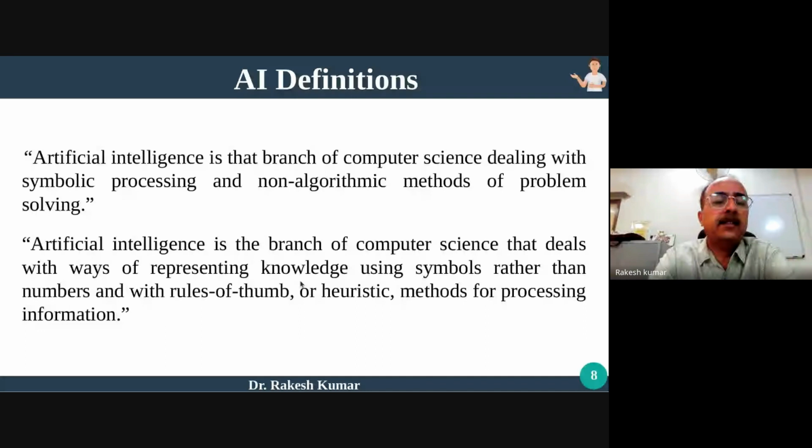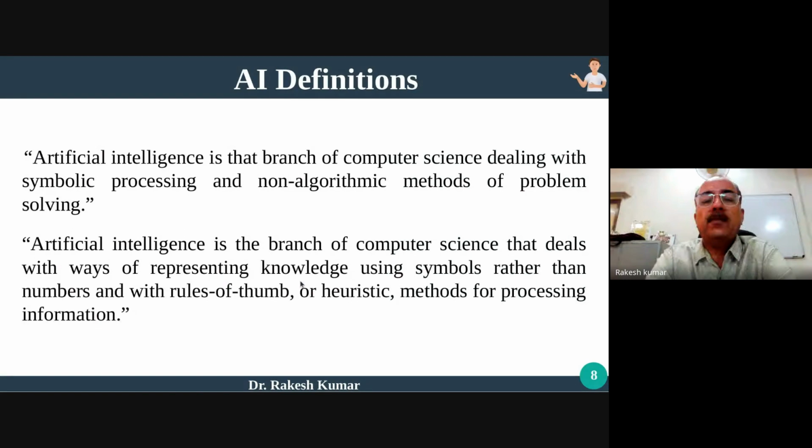So basically, generally, there are two things. One I can call conventional computing, and the other is intelligent computing. When we are talking about conventional computing, our focus is on the processing of numbers, and we are making use of algorithmic approaches. In intelligent computing, the difference is that instead of numerical processing, we are making use of symbolic processing. We are dealing with symbols. And another important thing is that our approach is non-algorithmic instead of algorithmic.